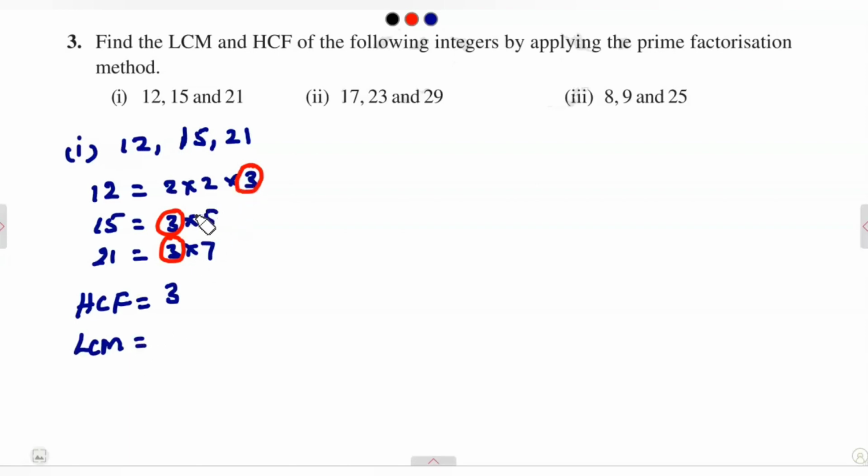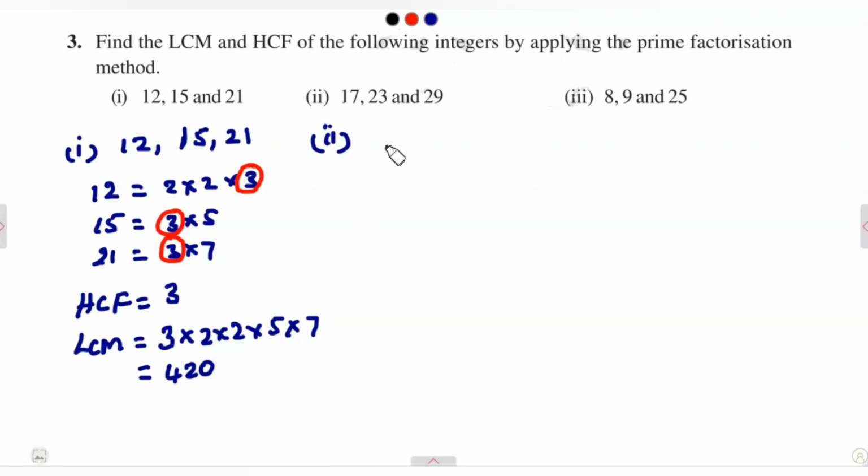Along with the common factor which is common in all, take it one time, and the remaining ones which are uncommon all come here. You have to multiply all the numbers together: the common factor one time and all the leftover numbers. The product of all these numbers is the LCM. So 3 2s are 6, 6 2s are 12, 12 5s are 60, 60 7s are 420. So LCM is 420, HCF is 3. Let's go to question 2.